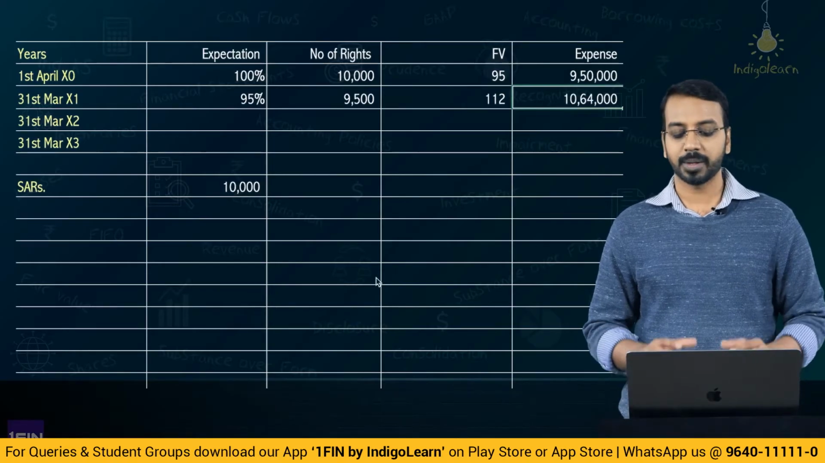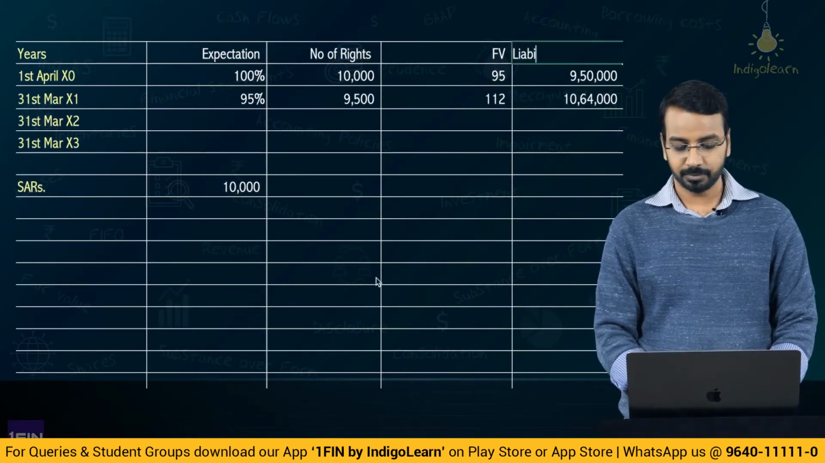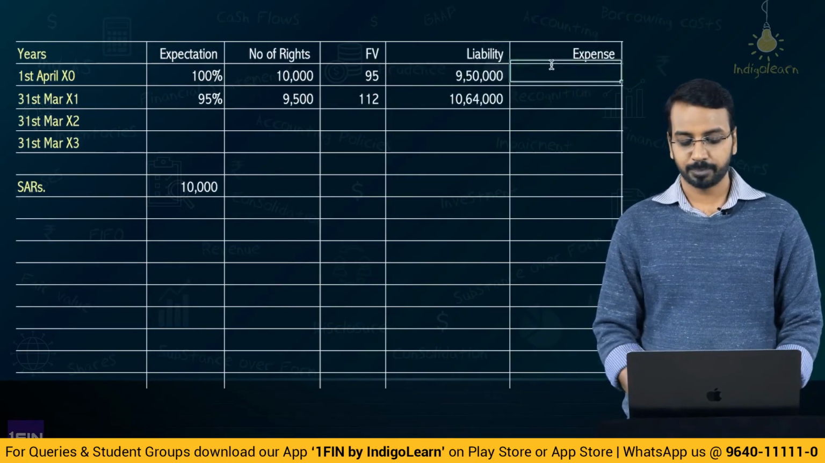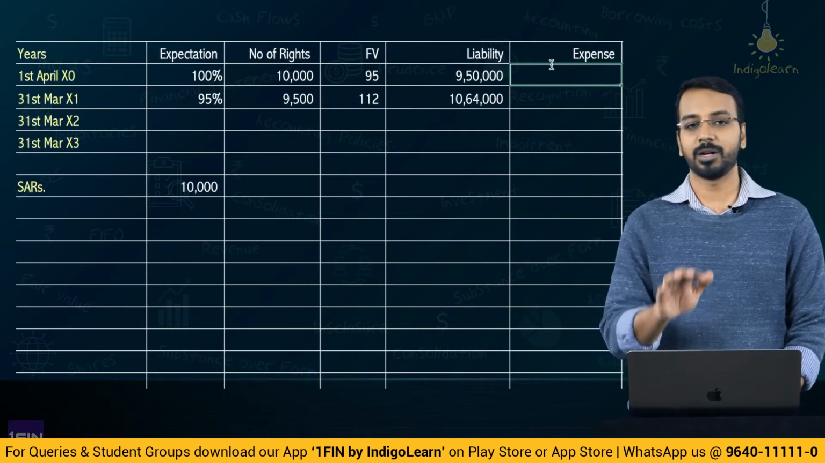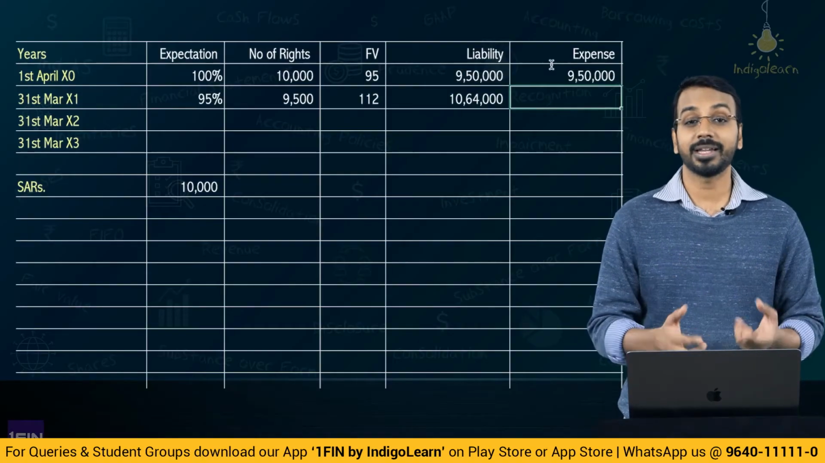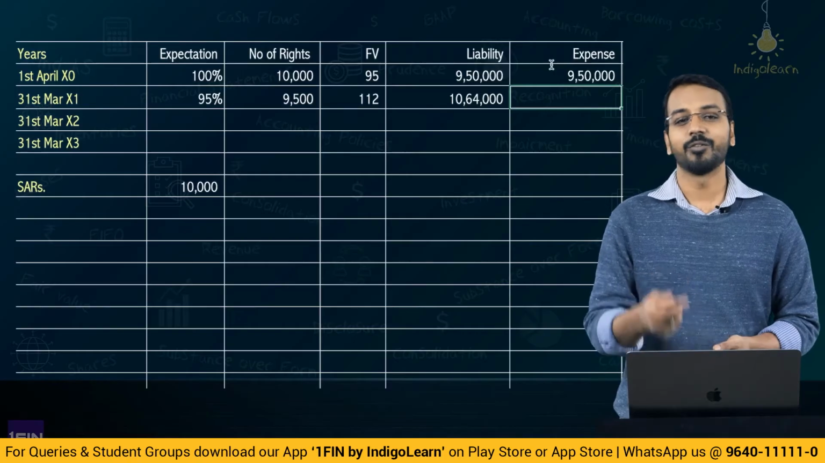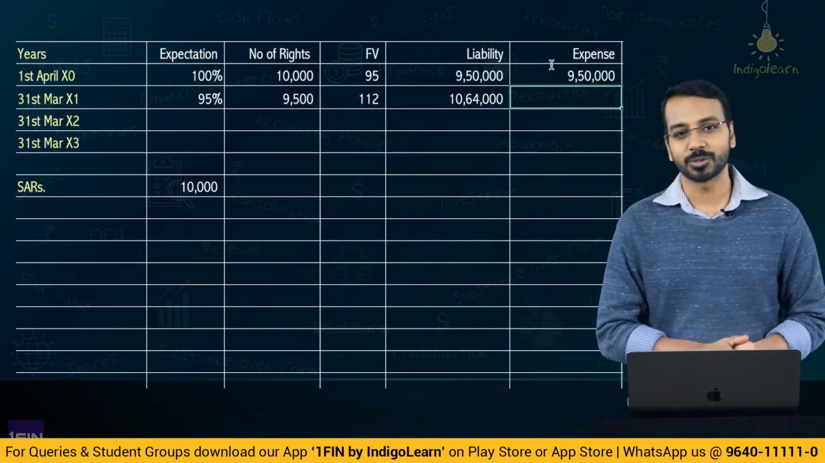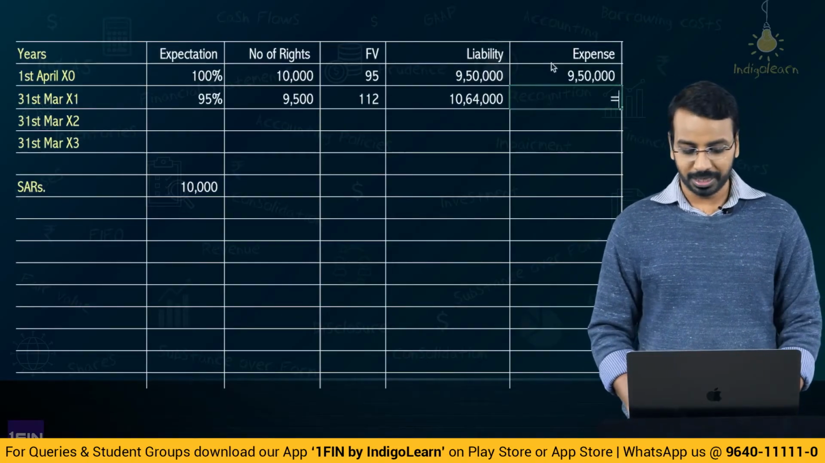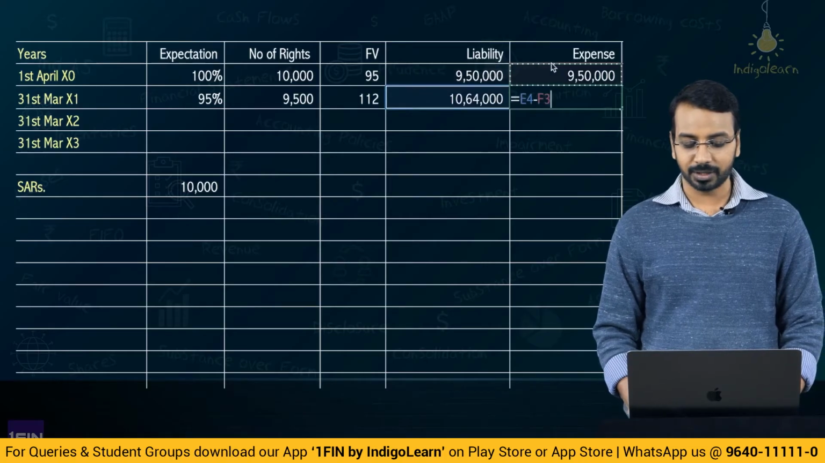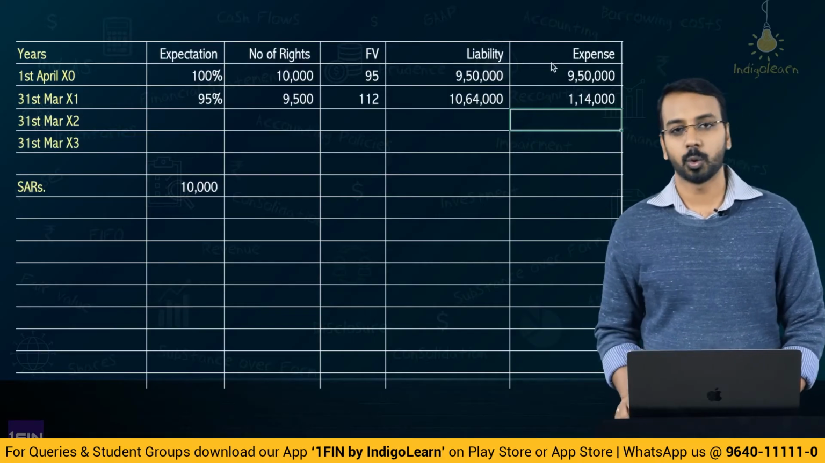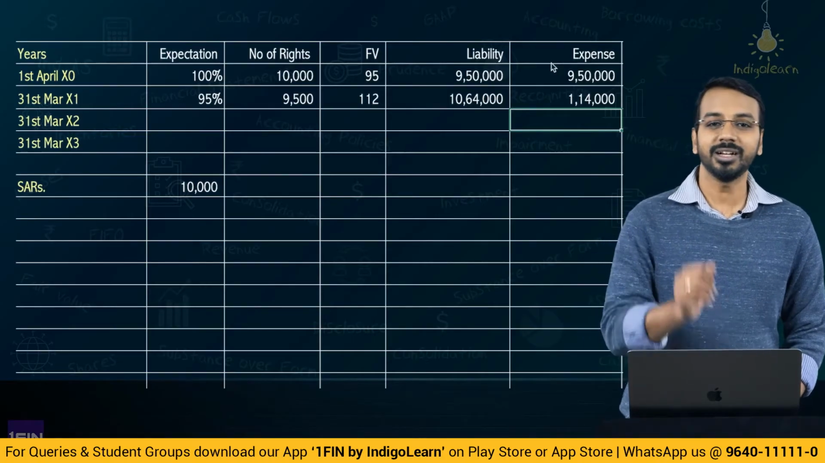So the total expense, or the cumulative liability, I will put it as liability. Cumulative liability will be 10,64,000. Now, how much should be the expense? The expense at 1st of April of year 0 will be the entire 9,50,000. Now, the fair value of liability has increased from 9,50,000 to 10,64,000. When there is an increase in liability, what will you do? You will also increase the expense, you will also book an expense. So the difference of 10,64,000 minus 9,50,000, 1,14,000 of additional expense has to be booked as on 31st March of year 1 because you have remeasured the liability.